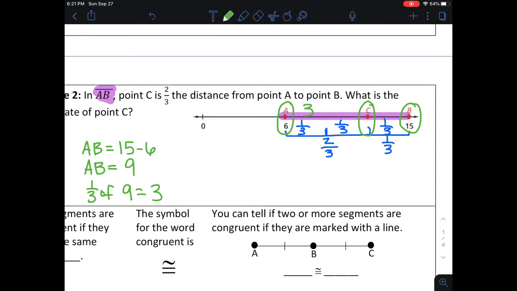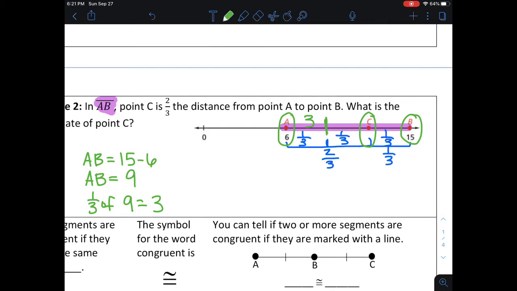So that means this is worth 3, this is worth 3, and this is worth 3. If that is the case, then 6 plus 3 gives us 9. So this part right here should be 9 on the number line. The next number, if we add another 3, is going to be 12. And if we add another 3 to 12, we get 15. We already have that written down, so we're good. So, take another look, C is 12. Easy stuff.